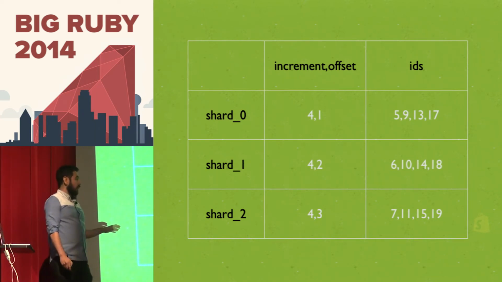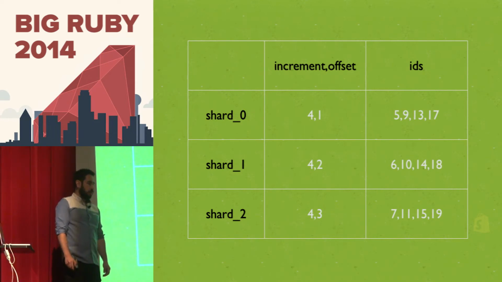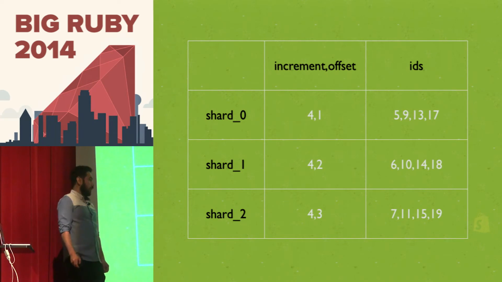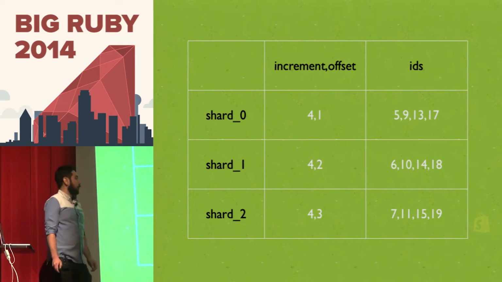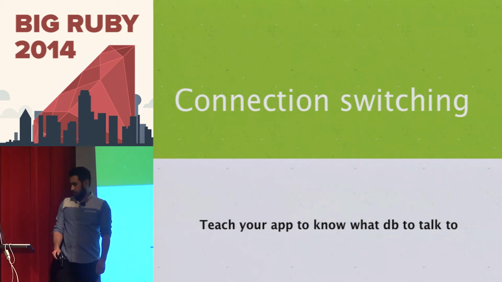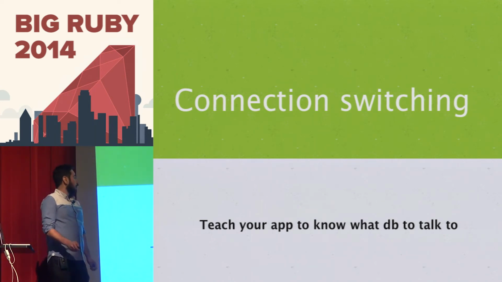And it makes it slightly less flexible when you need to add shards. You have to be more careful with that, but it frees you from having to have another external dependency. So this is the route we went. What about connection switching? Connection switching is important because it's pretty much what sharding really is.